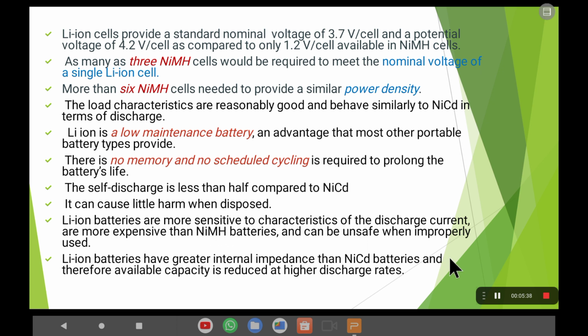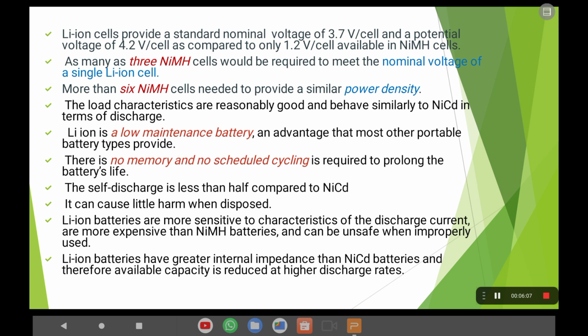As well as this, lithium ion batteries are more sensitive to the characteristics of the discharging current and more expensive than nickel metal batteries, and can be unsafe when not used properly. Suppose you are not using the lithium batteries in a proper way, obviously it will be prone to burning. Recently we have seen so many such situations on social media. The batteries may burn in the hand, or may blast in the hand, or may blast in the pockets also.